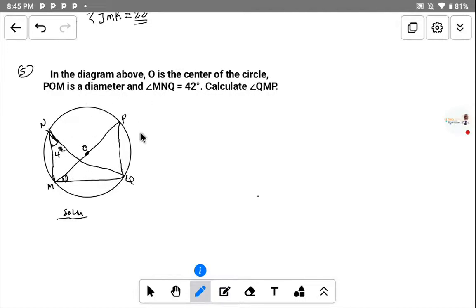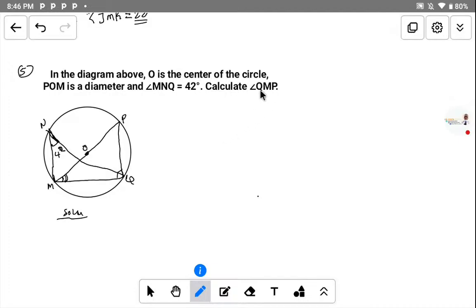Now, looking at the diagram, O is the center, and POM is a diameter. A diameter divides a circle into two equal parts. That means MQP is half of a circle, which is a semicircle, and the same thing, the angle MNP is also a semicircle. Remember the theorem that the angle in a semicircle, which I explained in a previous class, is equal to 90 degrees. The angle formed in a semicircle is equal to 90 degrees.